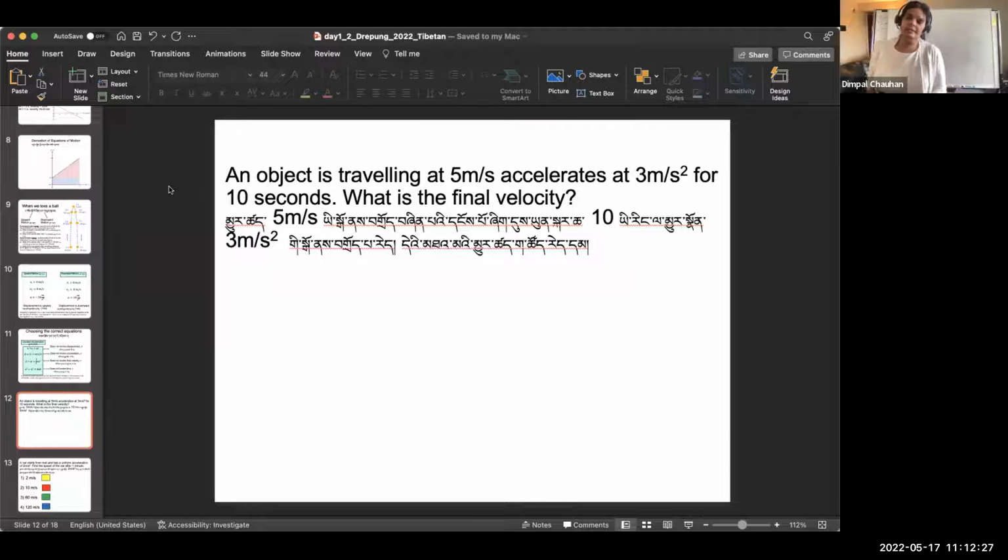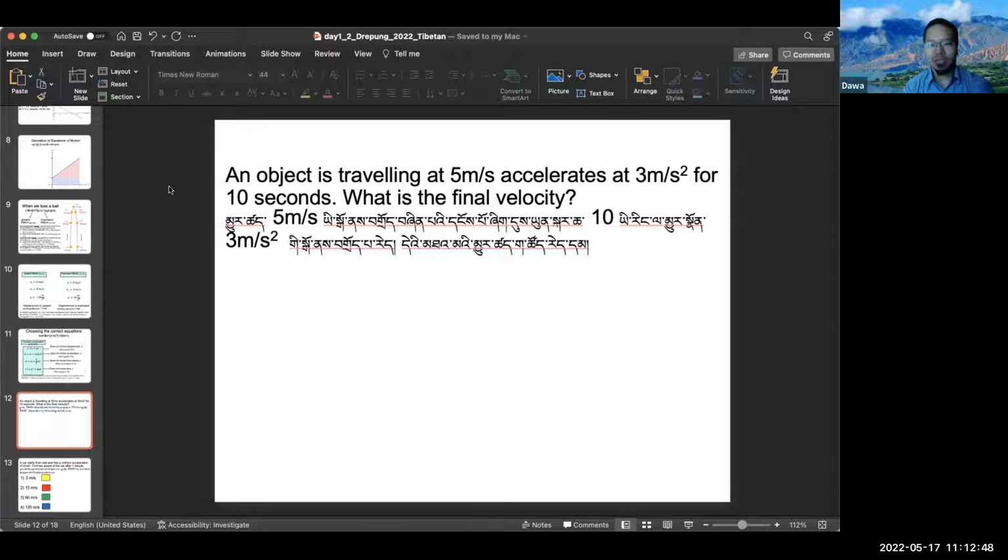Your answer is correct, so it's 35 meter per second is the final velocity. The other tables are getting 35 meter per second too. Okay, that's fine. How about the other tables, table 1, 2?